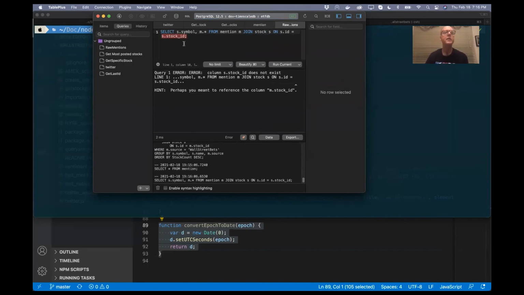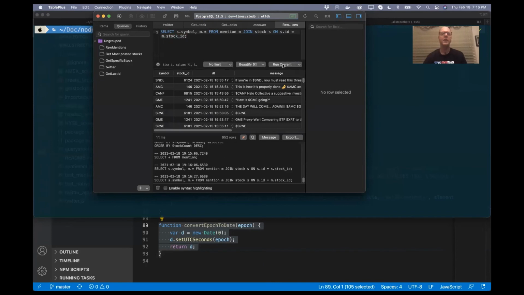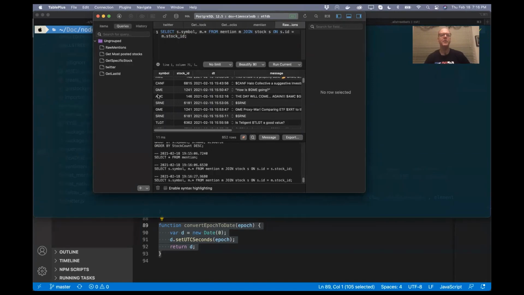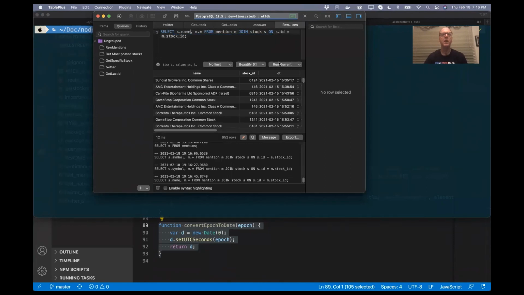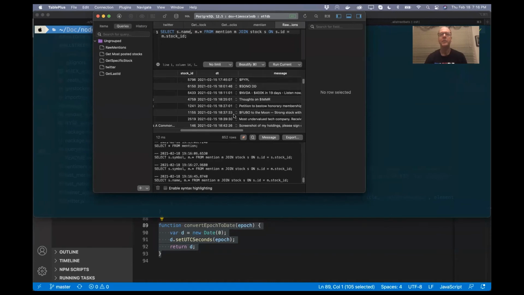Let's see here, stock ID. This stock ID does not exist. Oh, it's M stock ID. Hold on a second. There we go. So you can see right here, now we can actually match up the specific stock or stock company. If I want to, I can change this to name, and that gives us the actual name of the company here.